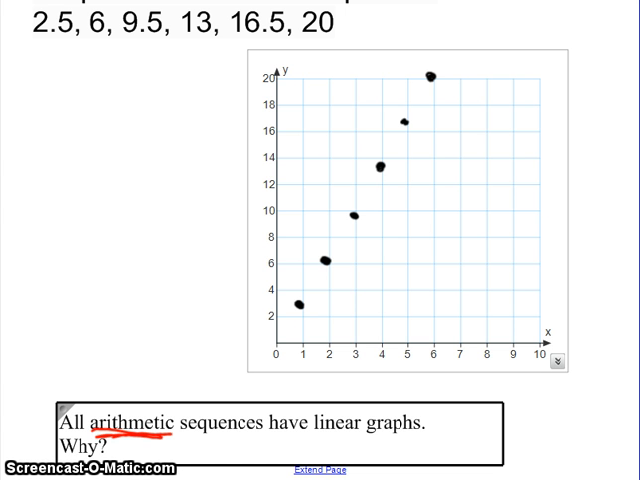Why? Well, what do we know about the change in a linear equation? That the change is always constant. And that's what we've got with an arithmetic sequence. We're always changing it by the same amount, by the common difference. Okay, I think that concludes writing an arithmetic sequence and graphing it.